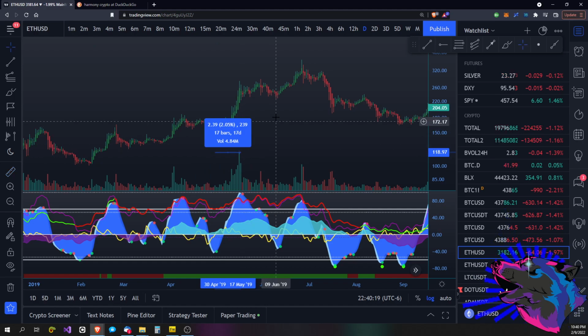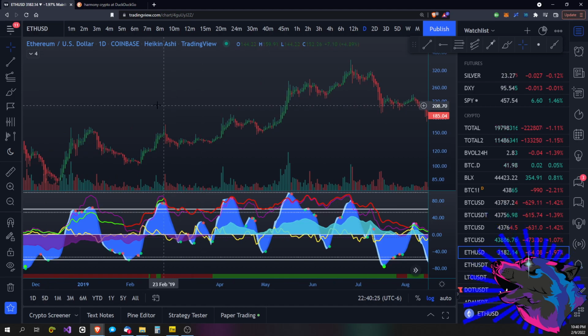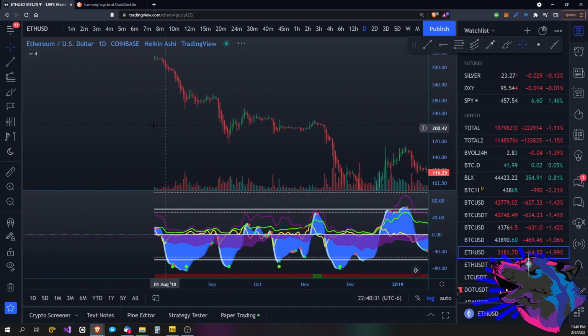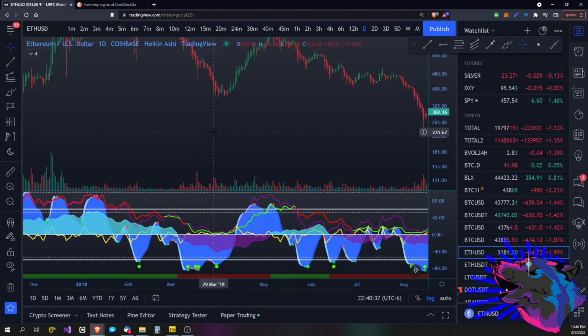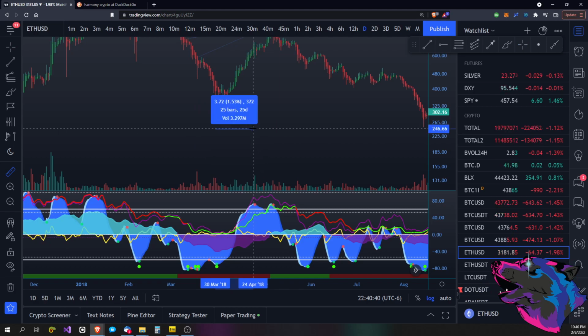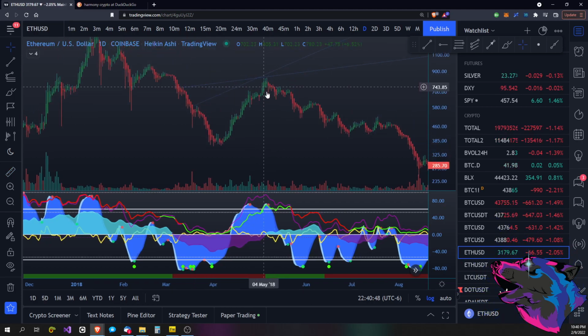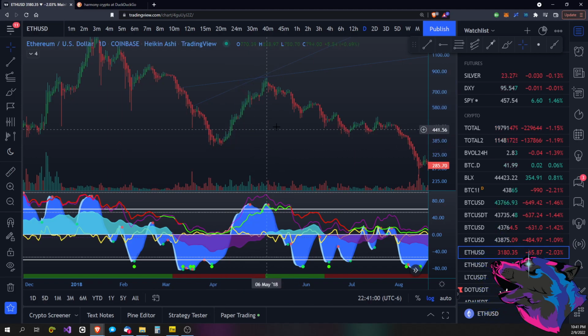This one's beautiful, 17-day. Nice little pump, man. It's almost hard to imagine going 3 weeks straight with a bunch of green candles. It's been a while. 25 days. I think that's the longest I've seen yet. And even still, that was barely coming back down, but that was a nice little run there. 30 days.